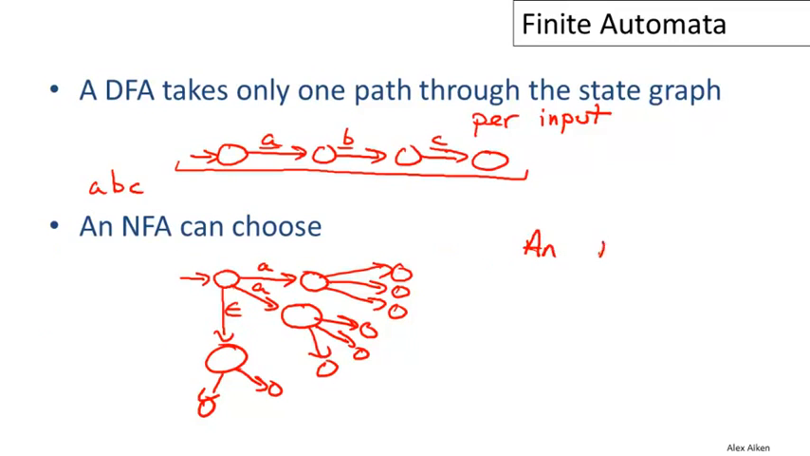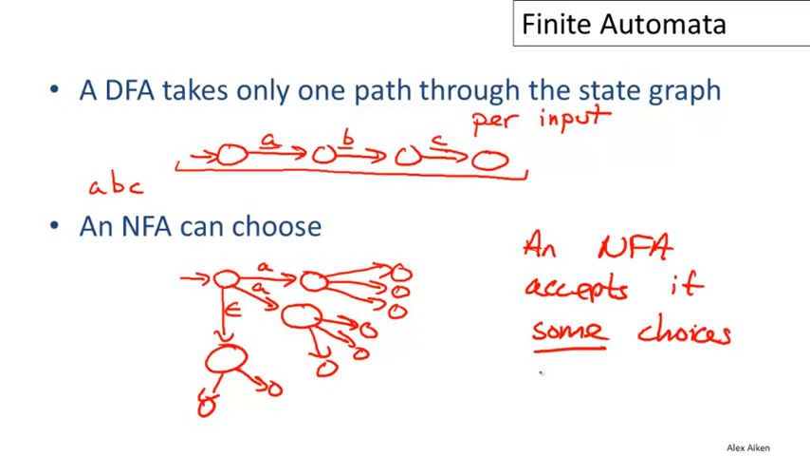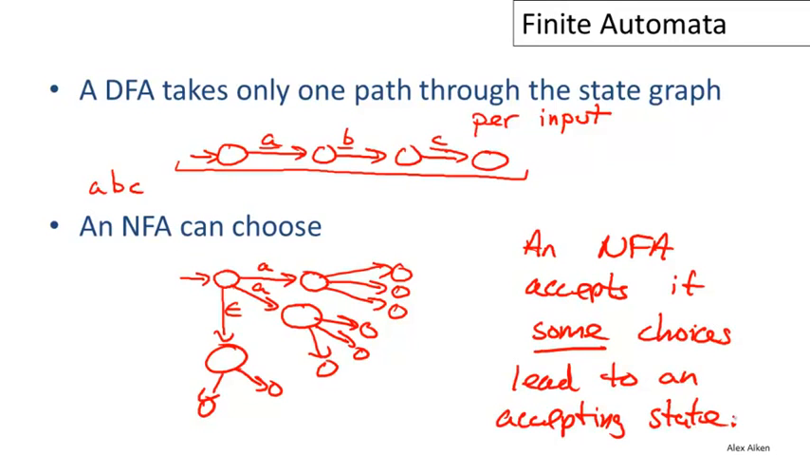So an NFA accepts if some choices lead to an accepting state at the end of the input. That is, the non-deterministic automaton can choose what move to make, and as long as there is some choice it could make that would get it to an accepting state.